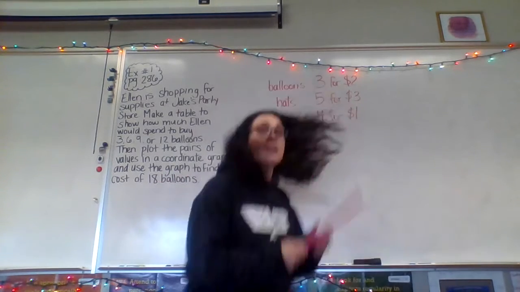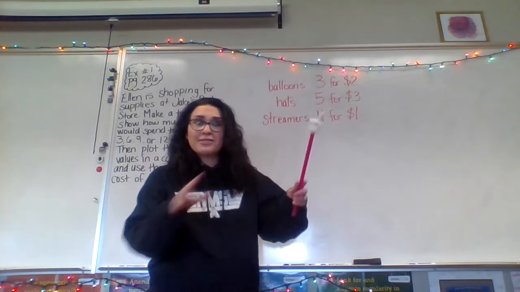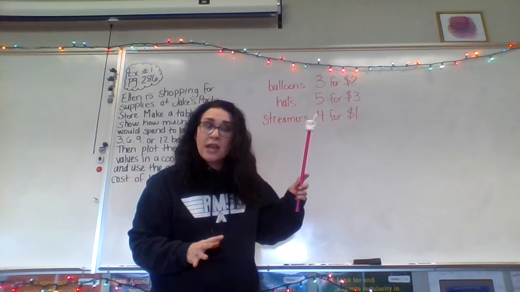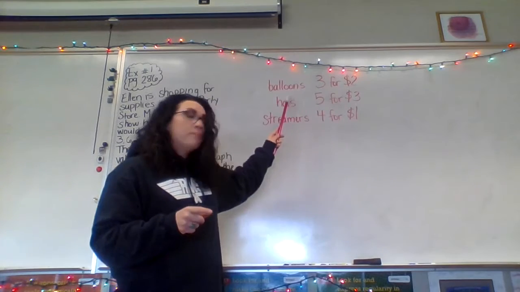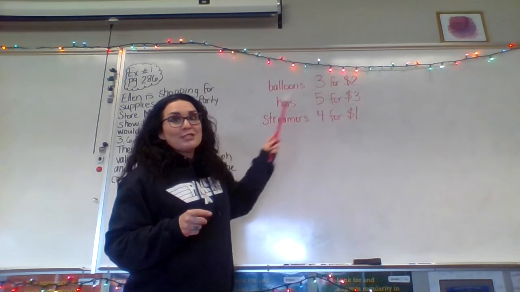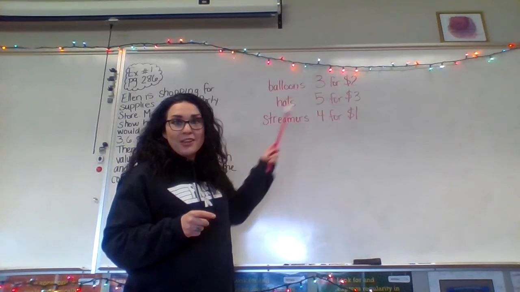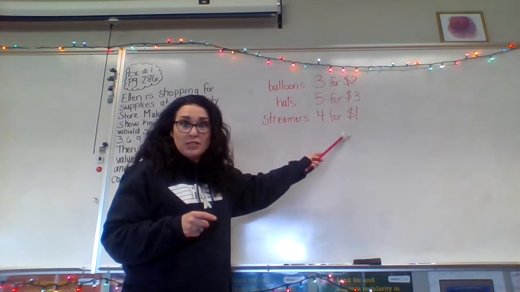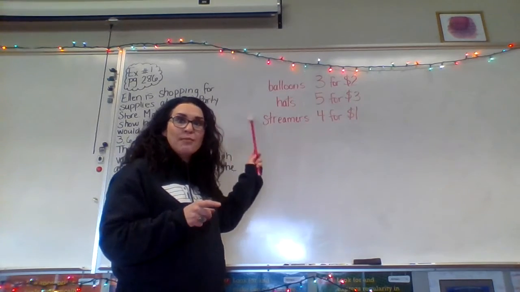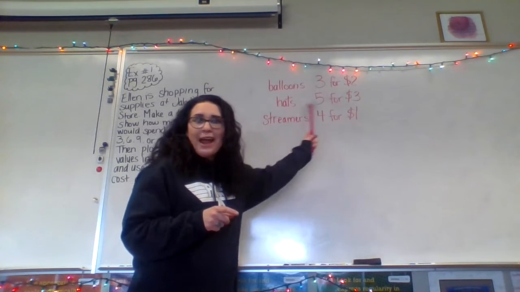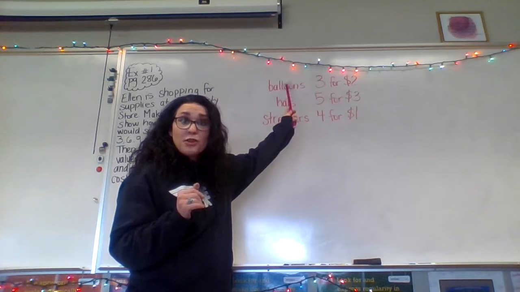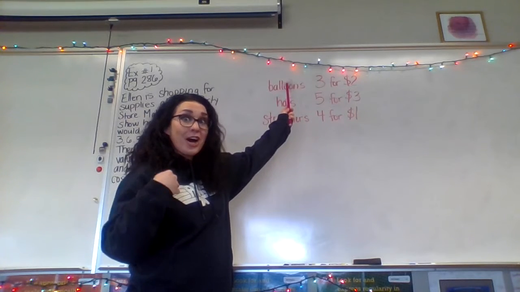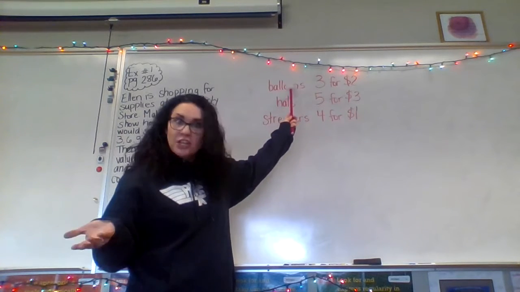If we look over here, there's a picture in your book. It's like a little message board, a menu for what Jake's selling in the store. Now, we know that balloons are 3 for $2. Hats are 5 for $3, and streamers are 4 for $1. If we go back to our original problem, we're not talking about streamers or hats. I know they're festive, but that's not what we're talking about. We're talking about balloons. So this is the ratio that we are going to use to start building our table with more equivalent ratios.